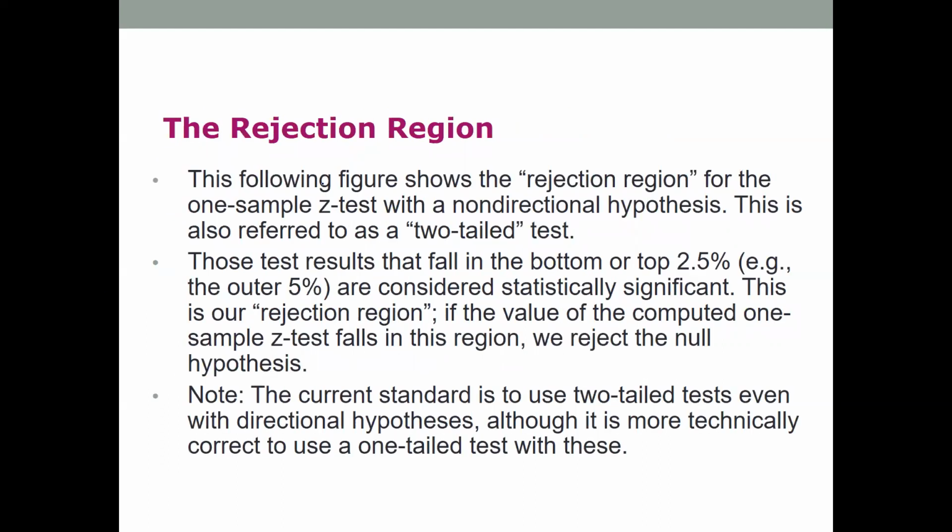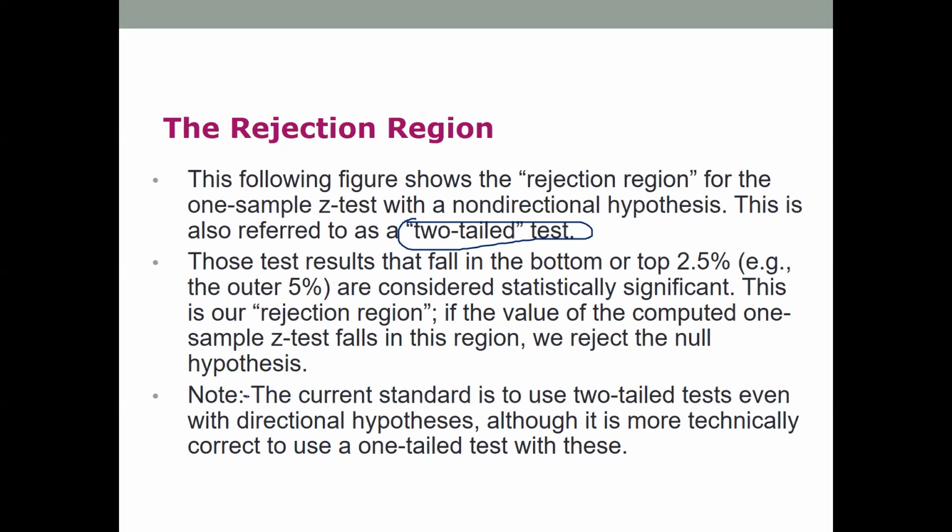The rejection region. So this next figure that I'll show on the next slide shows the rejection region for a one sample z-test in a non-directional hypothesis. And a non-directional hypothesis also can be called a two-tailed test. So test results that fall in the bottom or top 2.5%, like the outer 5%, are considered statistically significant. This is our rejection region. If the value of the computed one sample z-test falls within the region, we reject the null.